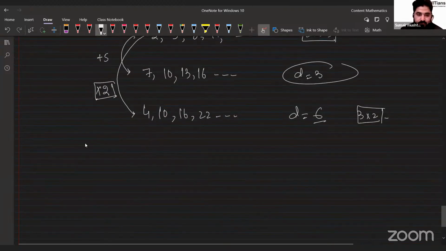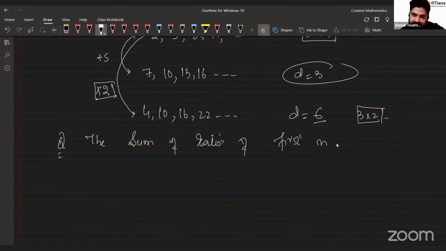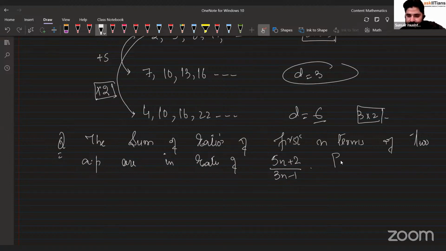Okay. See, very easy question. The ratio of the sums of the first n terms of two APs is 5n plus 2 upon 3n minus 1. Find the ratio of their 12th terms.